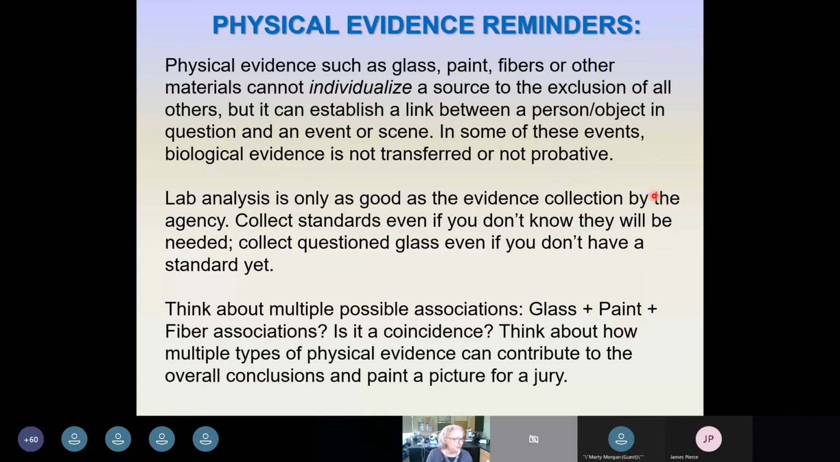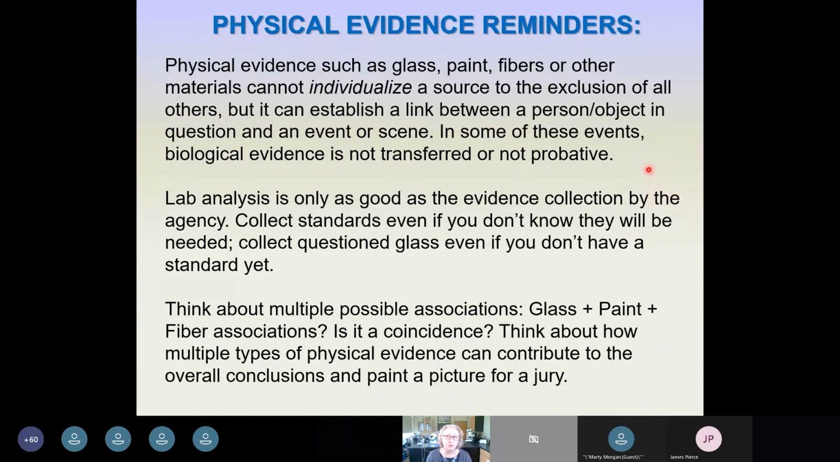So as we wrap up, just a few more reminders about all the types of physical evidence that we have talked about in this series. The evidence that we're focusing on in TRACE is typically physical evidence such as glass, paint, or fibers or other materials or chemicals that cannot individualize a source with the exception of physical fit. It can't individualize a source to the exclusion of all others, but it can establish a link between a person or object in question and an event or a scene. And in some of these events, biological evidence is not transferred or may not be probative.